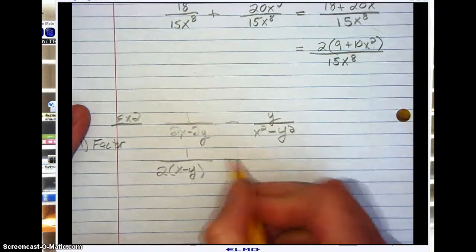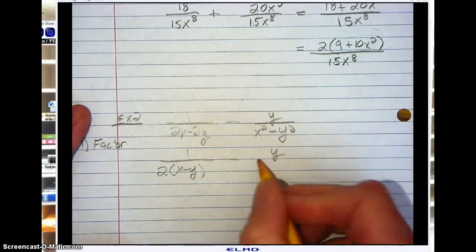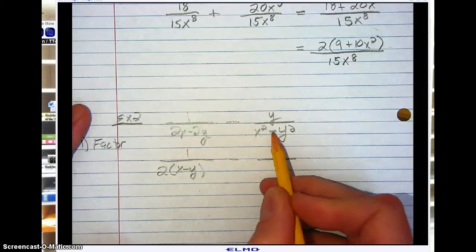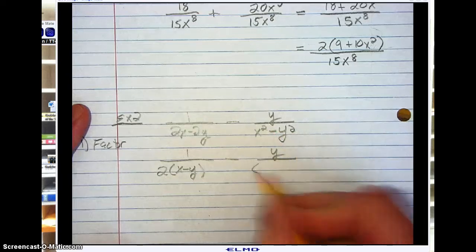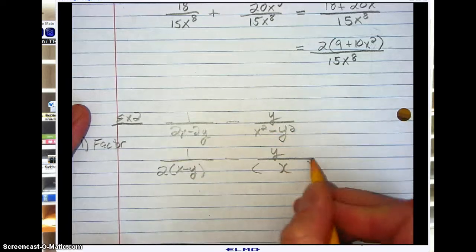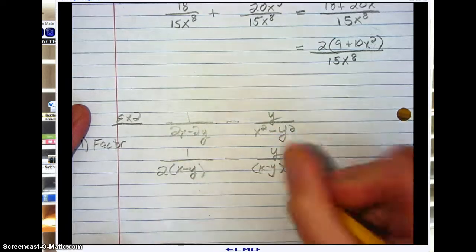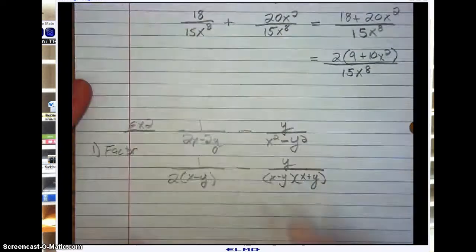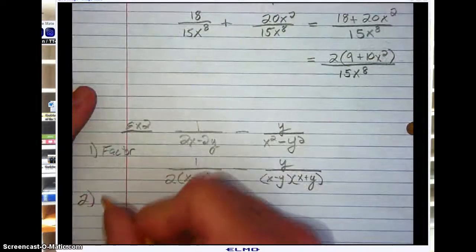Minus. Now, this other binomial, I hope you remember that this is a difference of squares. So that looks like this when I factor it. X minus y, x plus y. Now step 2. Let's get our LCD.